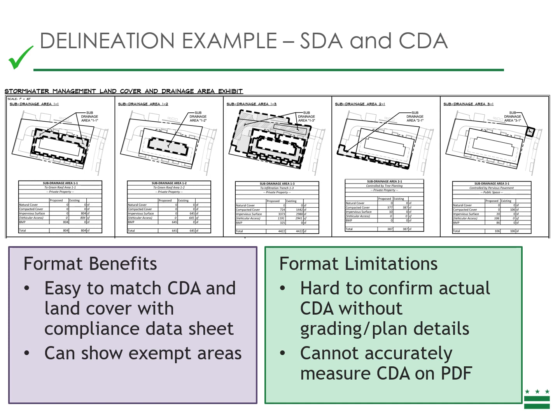This way of showing site drainage area and contributing drainage area can be very easy for the reviewer to understand and see. It's easy to match the contributing drainage area and land cover with the compliance data sheets, and it can be pretty easy to show the exempt areas. But there are limitations with this example, since it's difficult to confirm the actual contributing drainage area without flipping to the grading sheets or other plan sheets. It is also difficult to accurately measure the contributing drainage area on the PDF because the scale is small. So this works for simple projects where drainage is easy to see, but may be a little bit difficult for more complex projects.